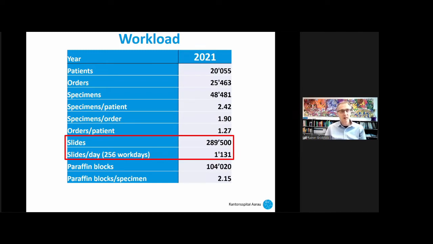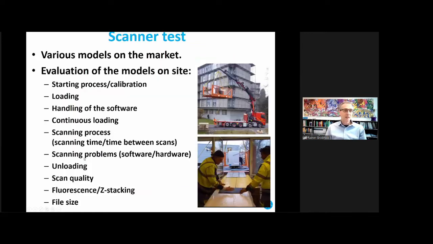So just to give you a brief overview, what was the workload in 2021? If we go fully digital, we have about 1,100 slides a day. This is averaged over 256 work days. So that leads us to scanners, because scanners are the real bottleneck on this one. In between, there are various models on the market, and of course, not every model is really suitable for your lab. And once you see those, I can really recommend having those scanners tested in your lab.